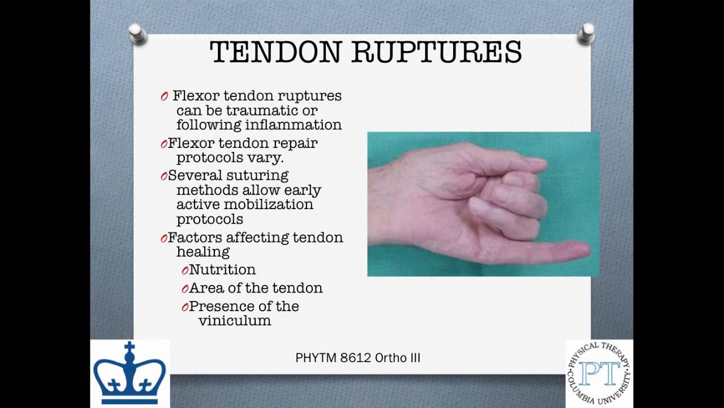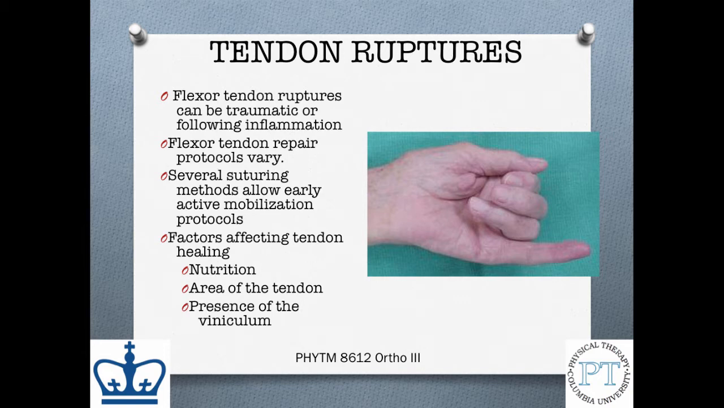Next, we're going to be talking about tendon ruptures. So flexor tendon ruptures certainly can be from trauma, or they can be from inflammation and progressive degeneration of a tendon that occurs when we get into tendinosis. Flexor tendon repair protocols, I should say, vary depending on if it's a partial tear, full thickness tear, and where exactly the tendon ruptured. There are several suturing methods that allow for early active mobilization, and the items that tend to affect tendon healing are the nutrition state of the individual, the area in which the tendon was ruptured.